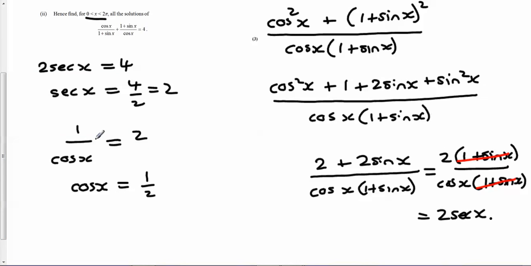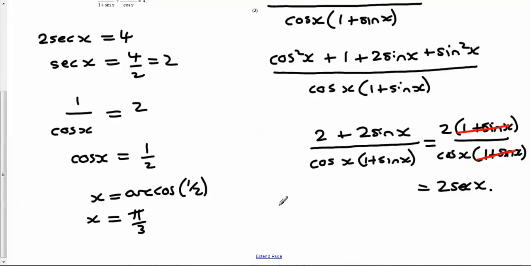Now just to check again, are we dealing with radians or degrees? And we can see here that we're dealing with radians. So if we find out what the angle is for cos of a half, and this is one you should really know, that comes out as pi by 3. Now there are other solutions though, so if you just think about your cos graph, which starts at 1 and goes back up to 1 by the time it gets to 2 pi, we've found this one here. So that's the solution we found.